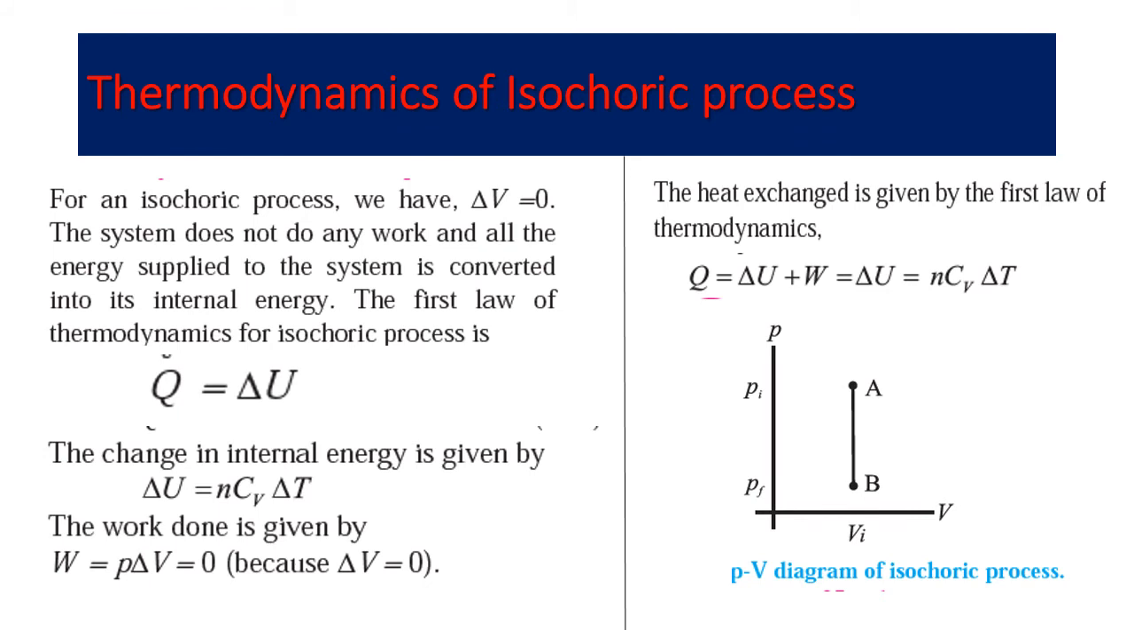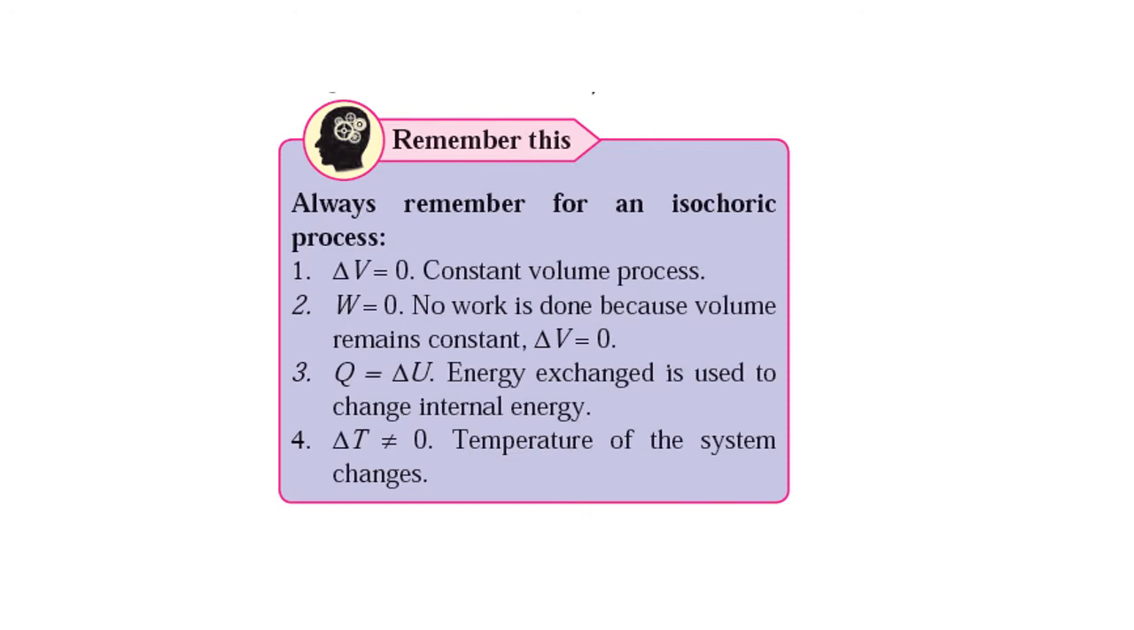the change in pressure at constant volume. Therefore, in a nutshell, one has to remember for isochoric process, delta V is equal to 0. No work is done because the volume remains constant. Heat supplied is used to change the internal energy and the temperature of the system changes.